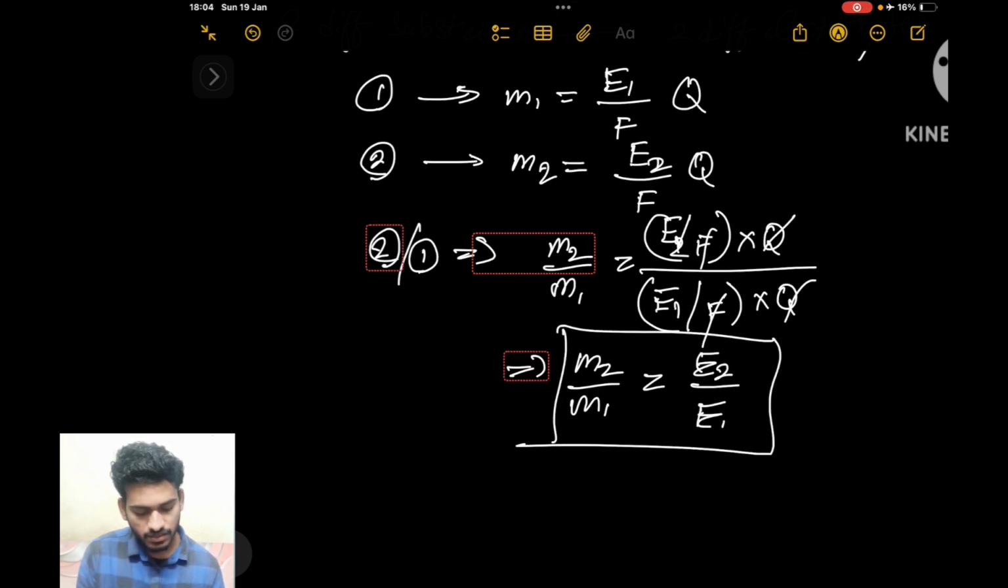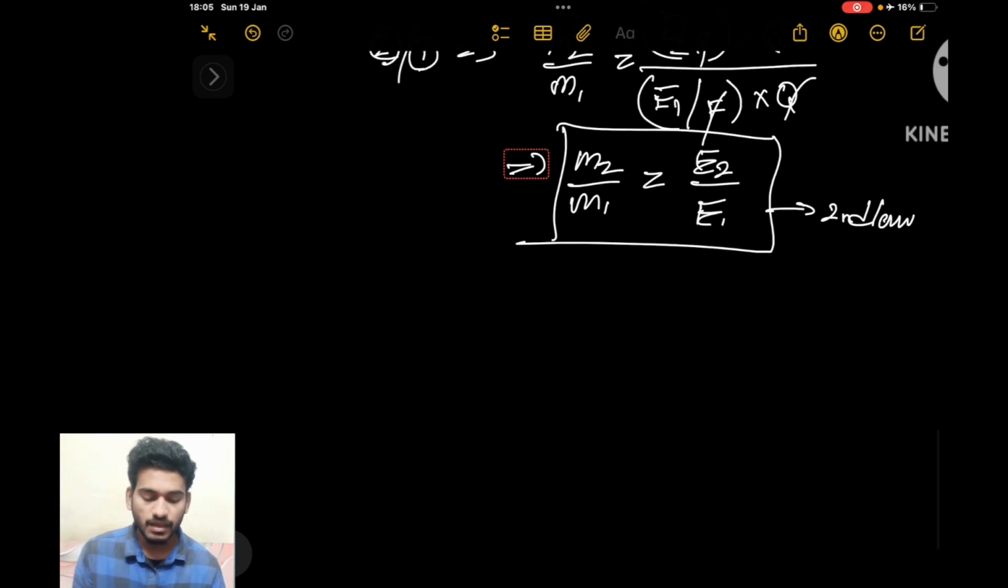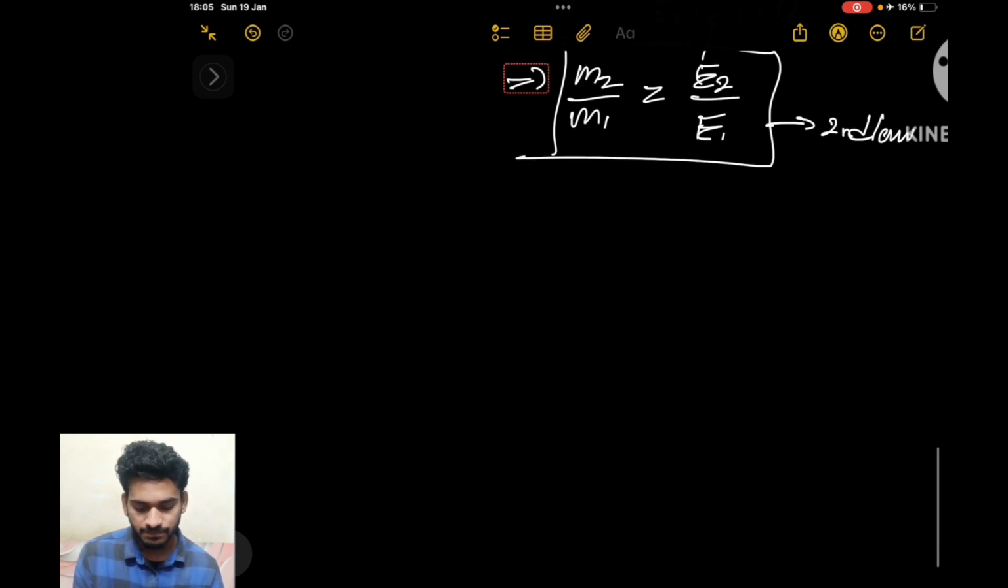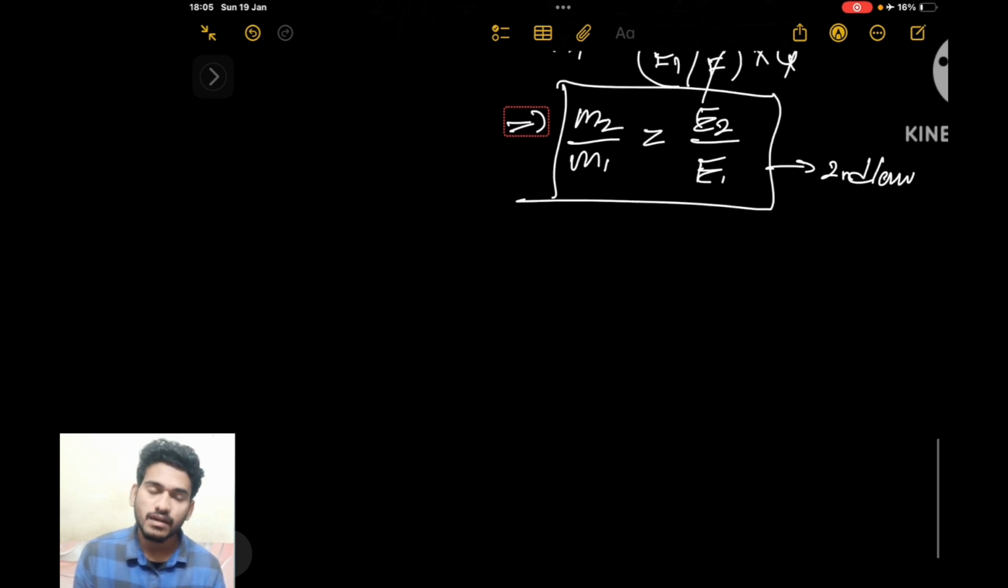So like this, the second law can be written. What it states is, when we have been given the mass of one substance and the equivalent weights of the two different substances, and the same electric charge is provided, we can calculate the mass of the other substance with respect to one substance. Now from these two, first law and second law, we'll try to solve one numerical.